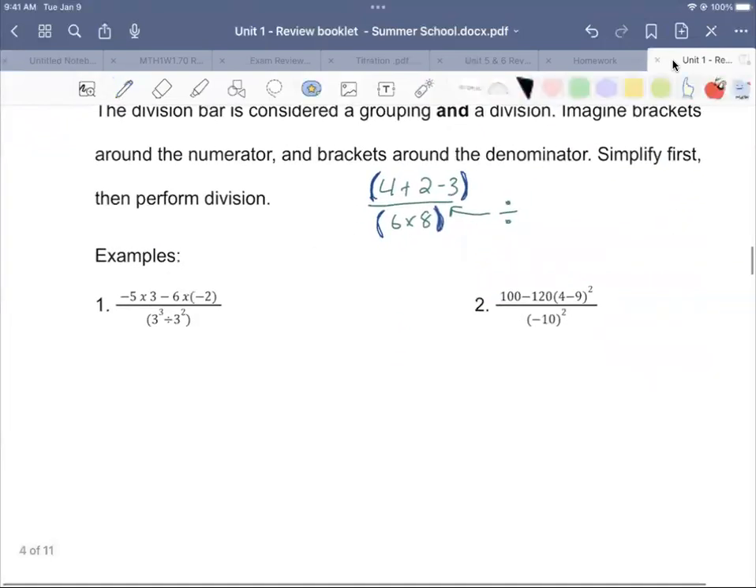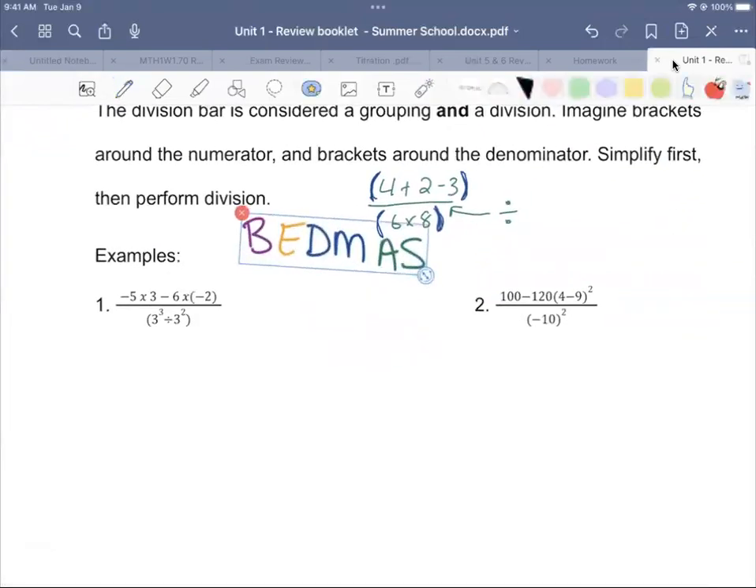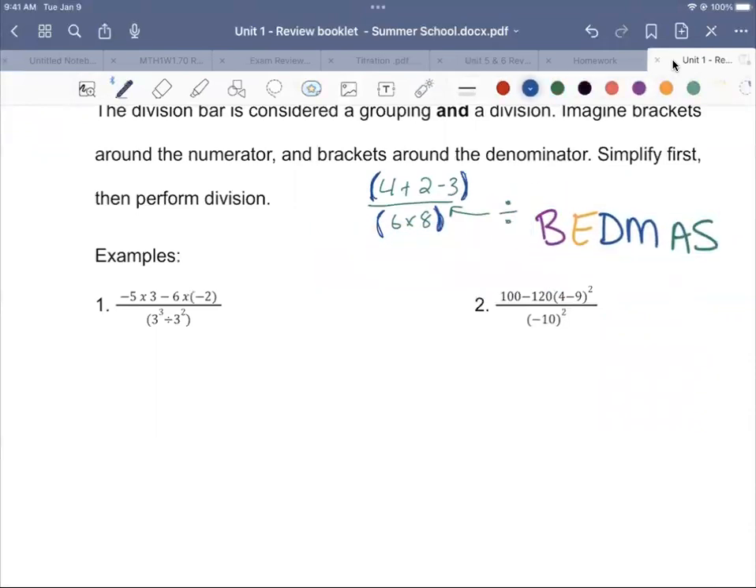So if we look at our first example, I have 2 brackets up here, and I do have them down here as well. Now, once we are inside the brackets, we have to follow BEDMAS. So I can see within those brackets, I don't have brackets anymore, but I do have exponents. So that means this one is going to be -5 times 3 minus 6 times -2 all over 3 to the power of 3 is 27, divided by 3 to the power of 2 is 9.